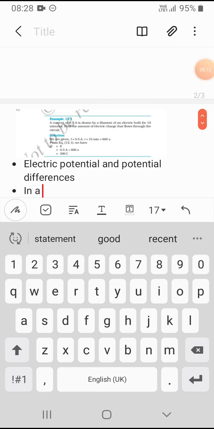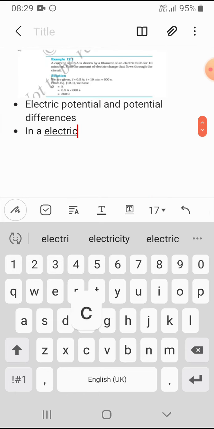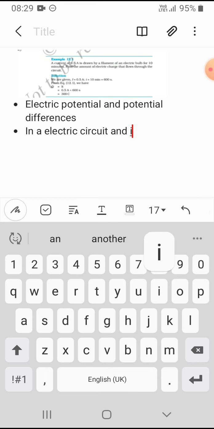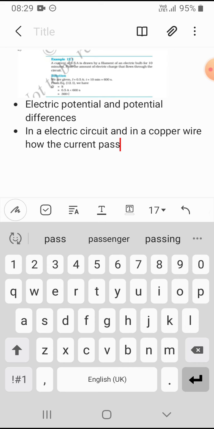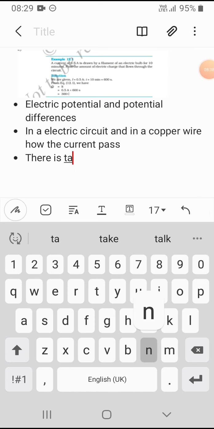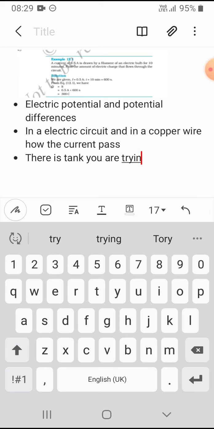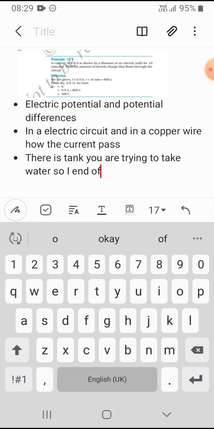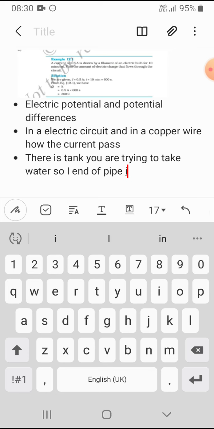In an electric circuit and in a copper wire, current passes in a copper wire, as you know. How does the current pass? You may have a doubt. Take an example. There is a tank and you are trying to take water. One end of a pipe is put in the tank, and the other goes to the side where you want to take the water.